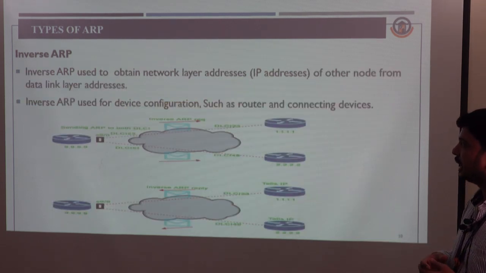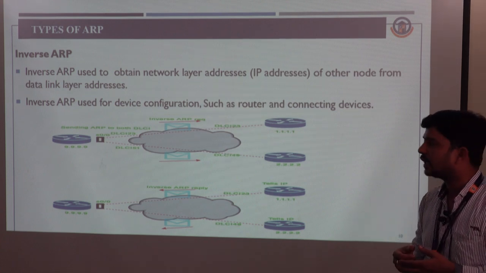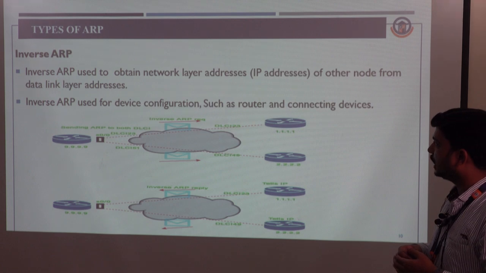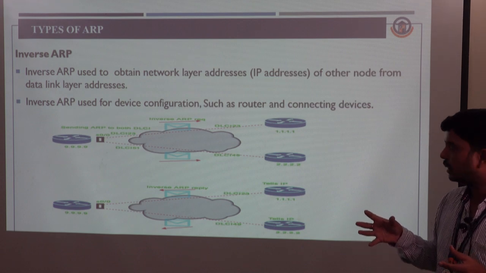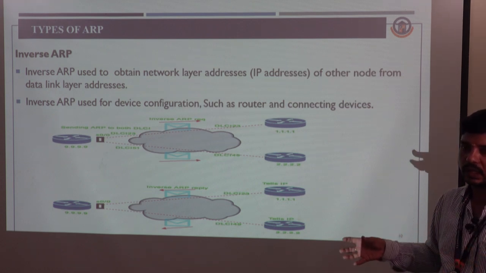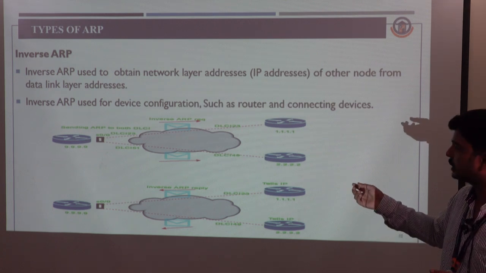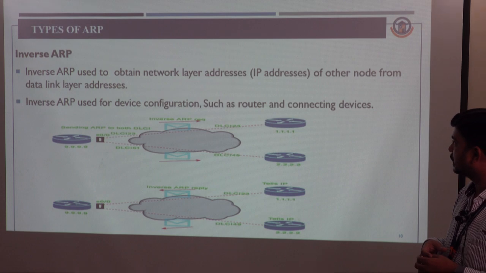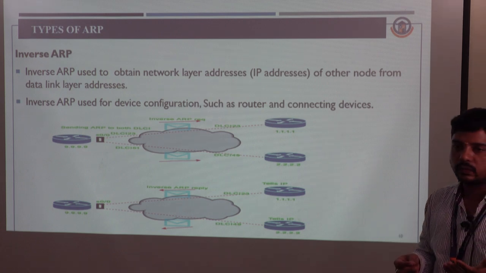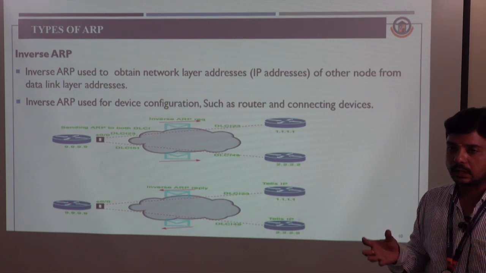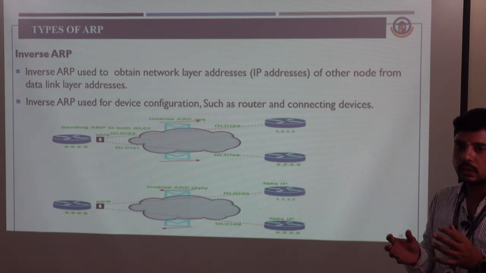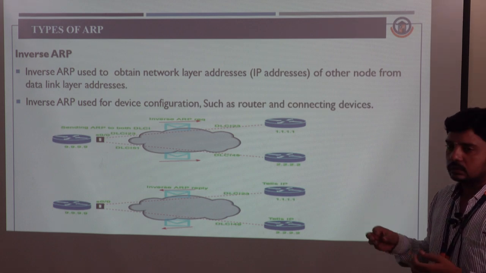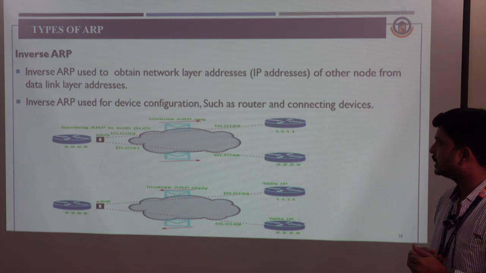The next one is inverse ARP. Inverse ARP is used to obtain the network layer addresses of other nodes from data link layers. So inverse ARP is used to find out the network addresses from different types of LANs or different networks. Inverse ARP is used for device configuration, such as routers and connecting devices. It is used to find out or configure devices such as routers, switches, or whatever connecting devices. So this is inverse ARP.